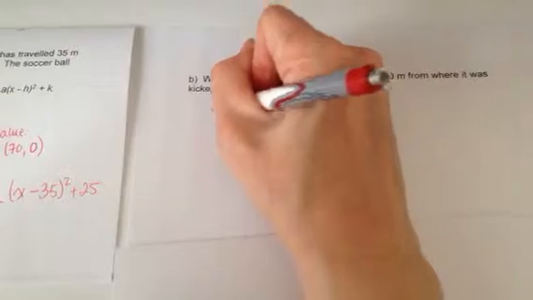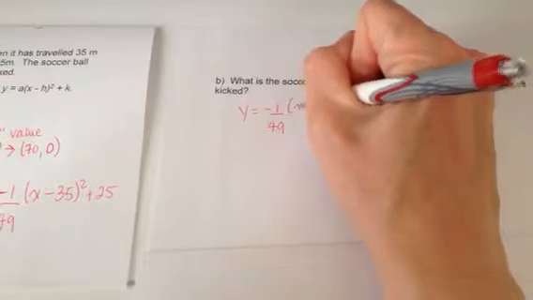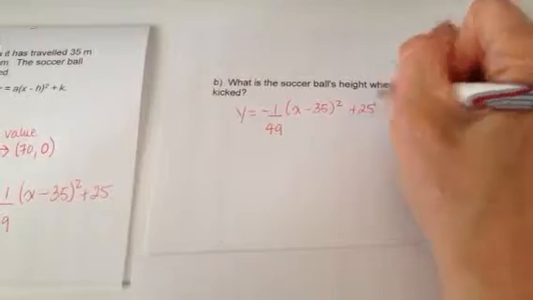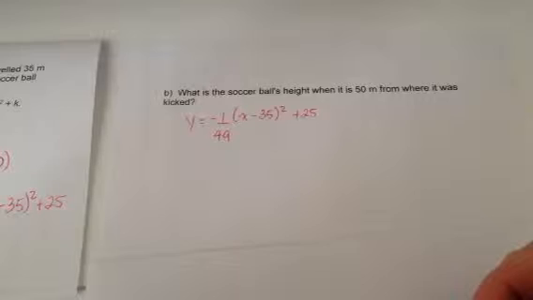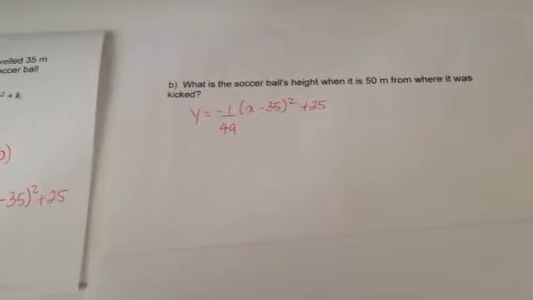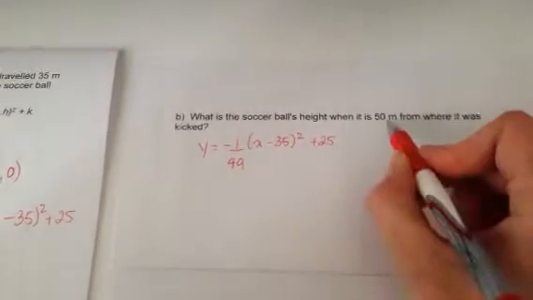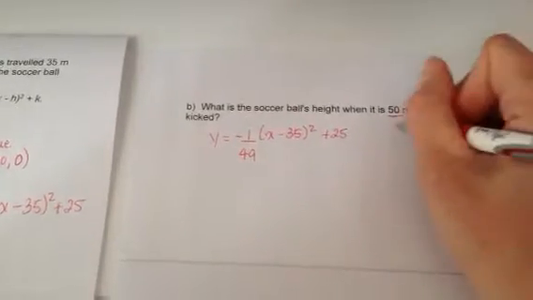Question B says, what is the soccer ball's height when it is 50 meters from where it was kicked? First of all, we're going to need that same equation that we just found, so I'm going to write that down. This is our equation that helps us answer all other questions. Fifty meters from where it was kicked means that is our horizontal distance.